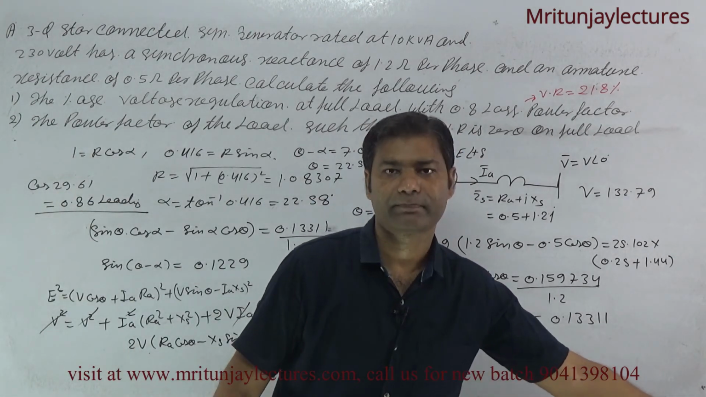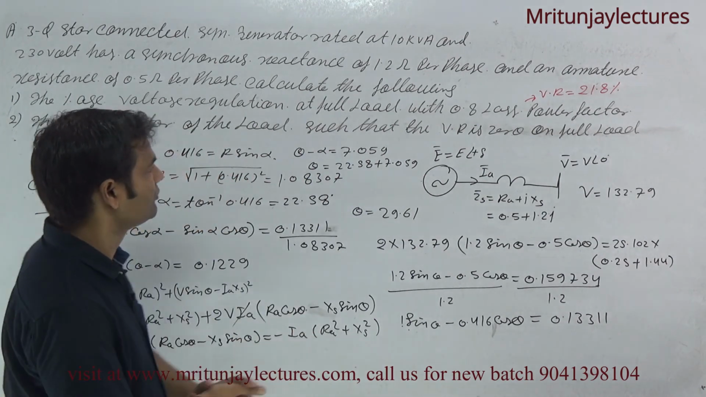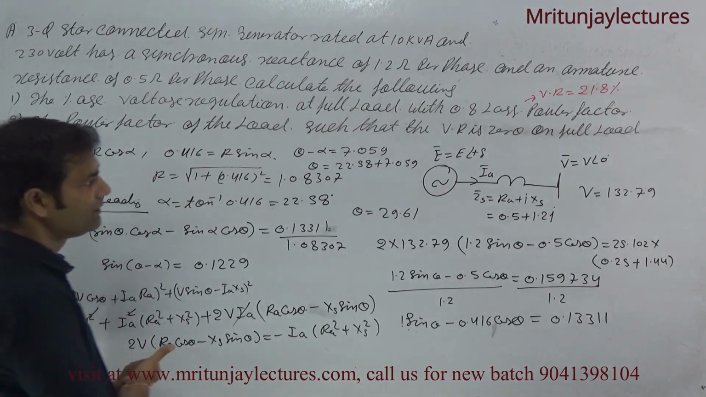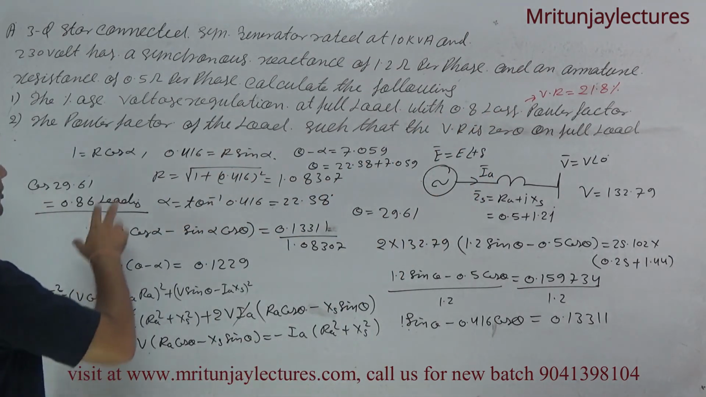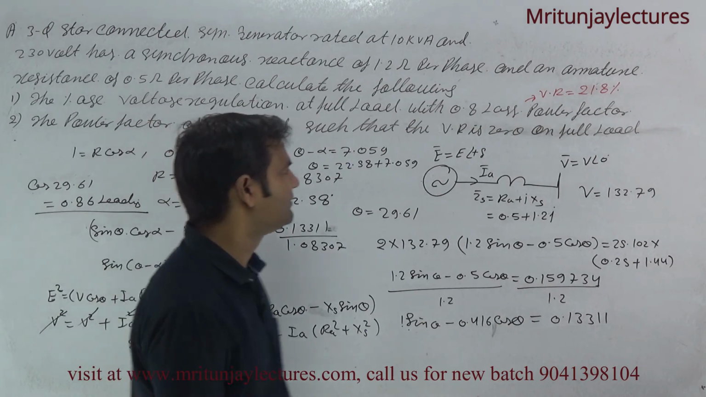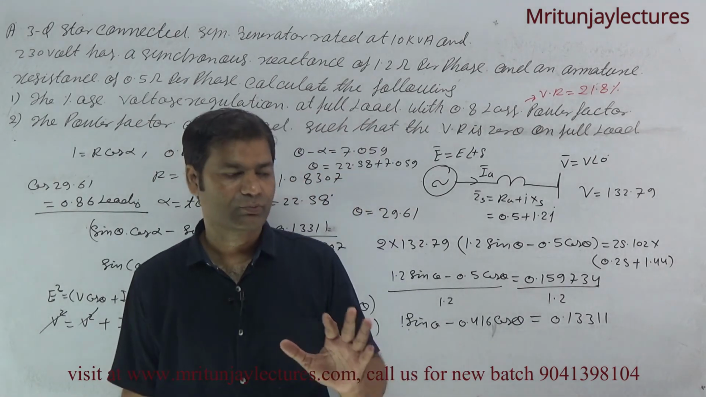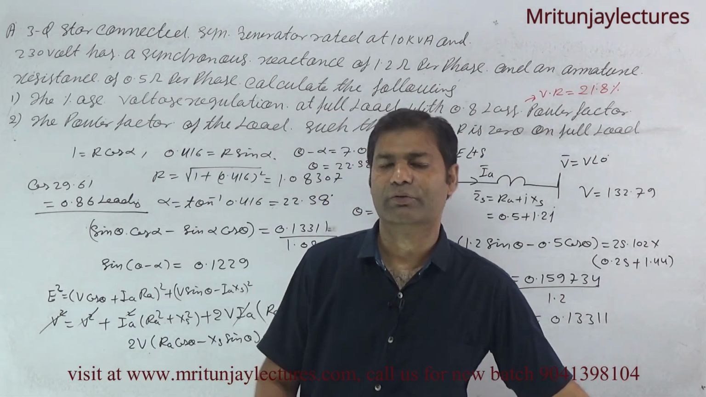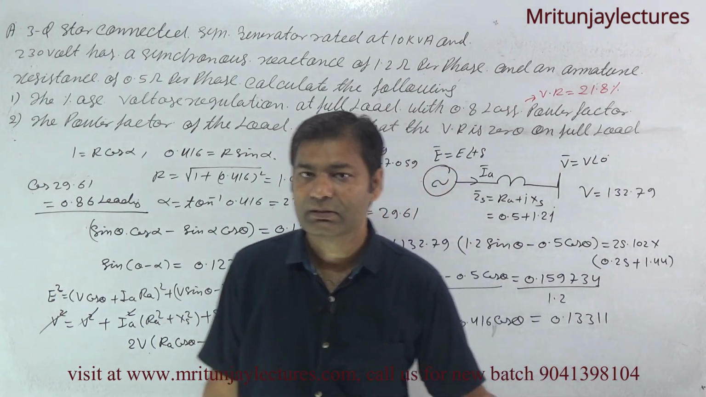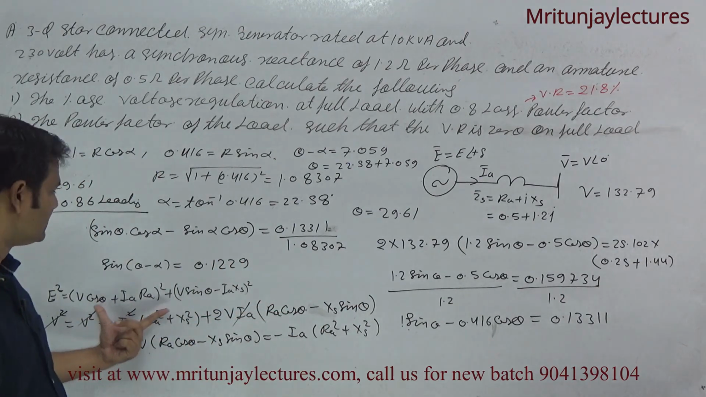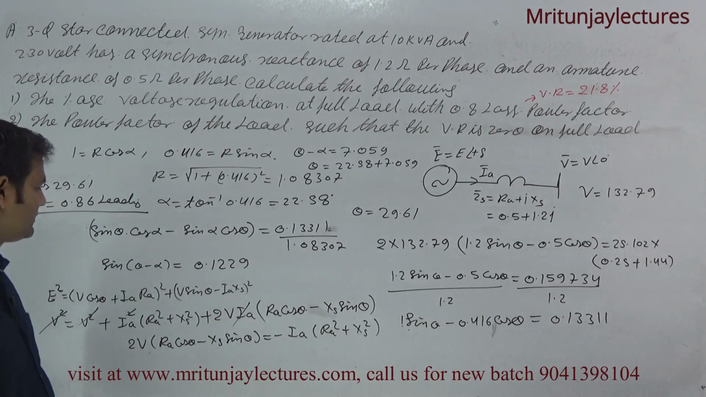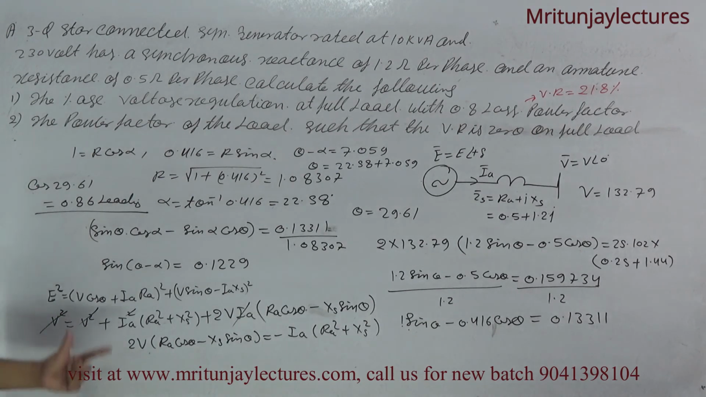Clear? Corresponding to the first one, we found the excitation voltage. After that, the power factor of the load such that the voltage regulation is 0. Voltage regulation is 0 only in case of leading power factor, so E equals V. After that, I know the formula for a synchronous generator at leading power factor, and with the help of this formula we got this result. Okay, make it.